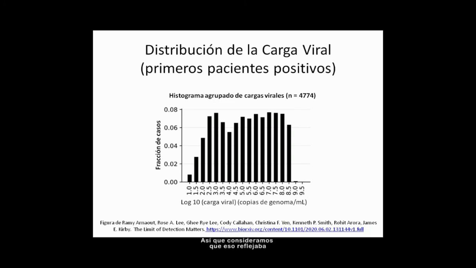So we considered that was reflective of the limit of detection of the assay rather than an actual change in distribution. Why this occurs biologically is not clear, and perhaps is hand-waving, but it may reflect the fact that virus is replicating logarithmically somehow with burst sizes that spread out and infect large numbers of cells consecutively.